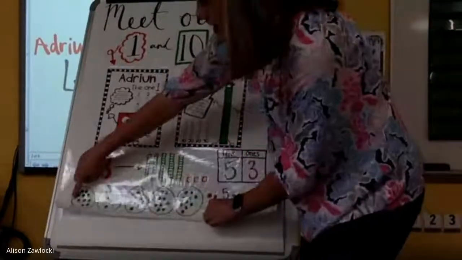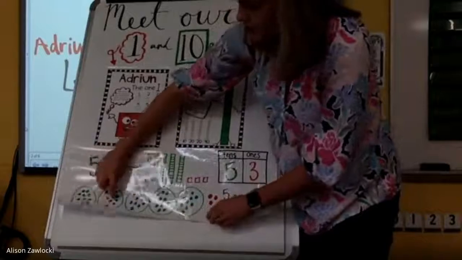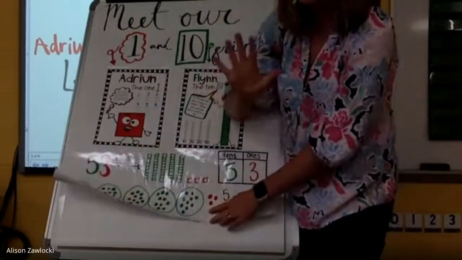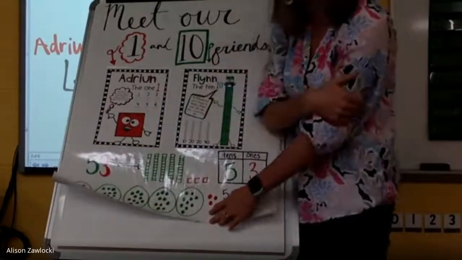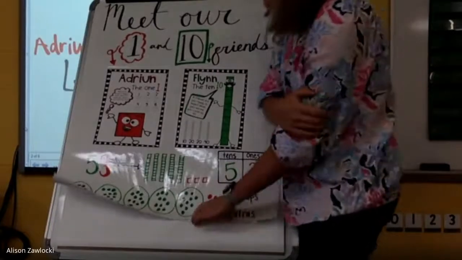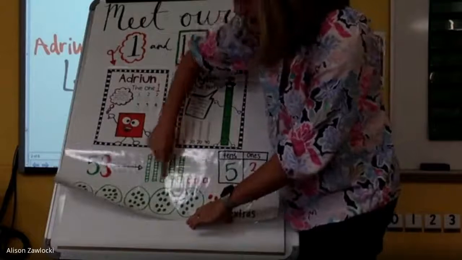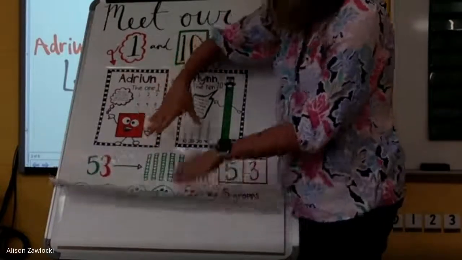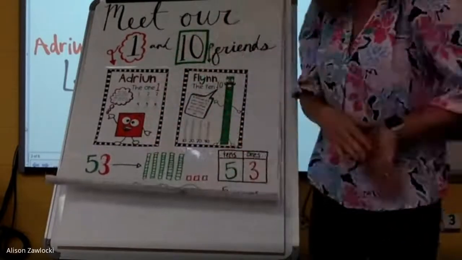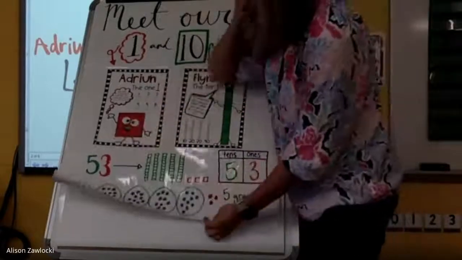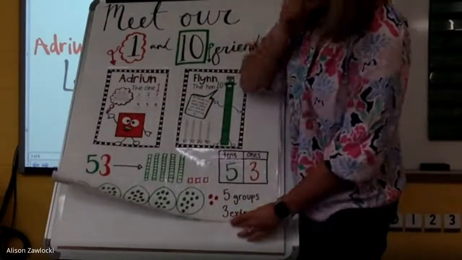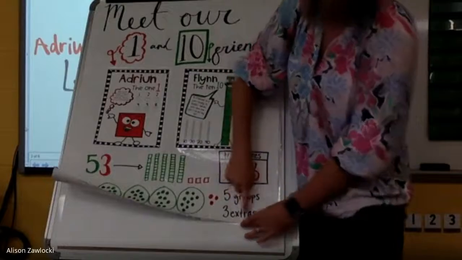So you see that there are 1, 2, 3, 4, 5 groups of 10, which you may have done in kindergarten, circle groups of 10. That pretty much means the same thing as this, because tens blocks are groups of 10 as well. They're just in a big long stick. They're groups of 10 in a big long stick. And then we have 3 extras here. So I wrote 5 groups and 3 extras.